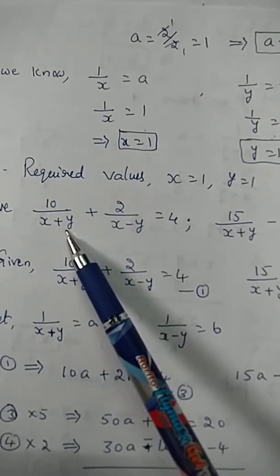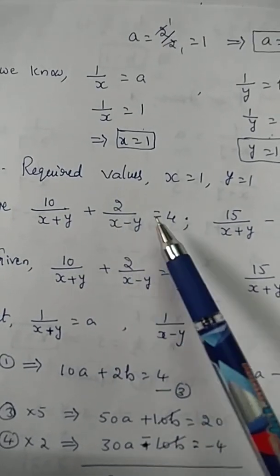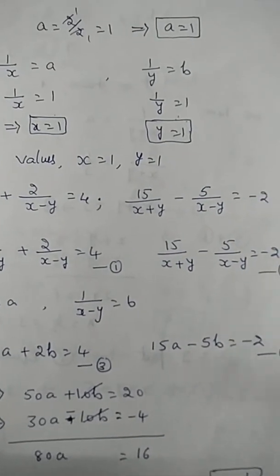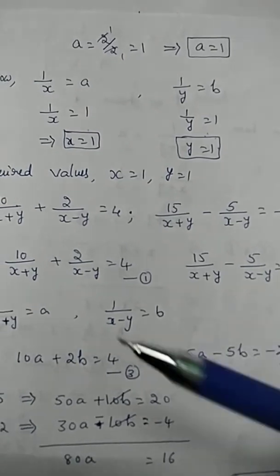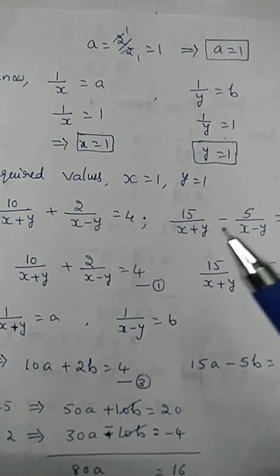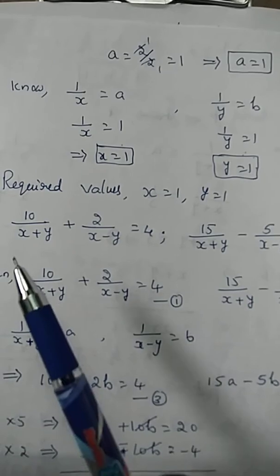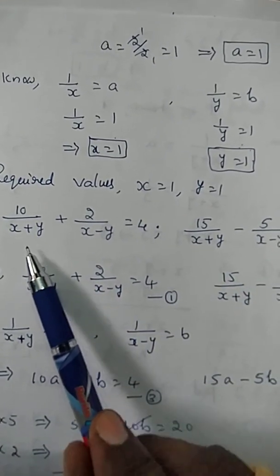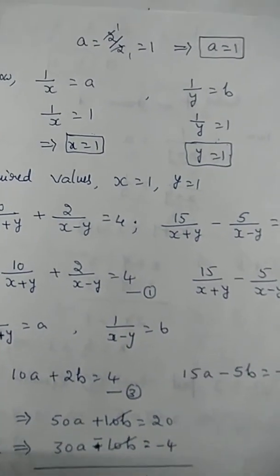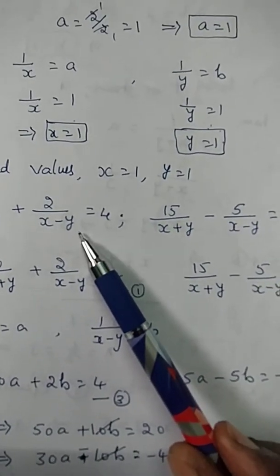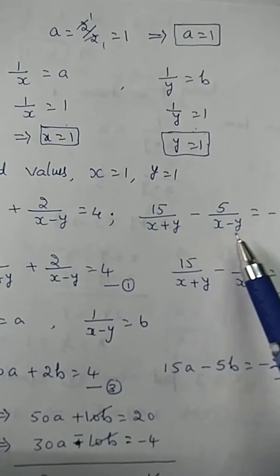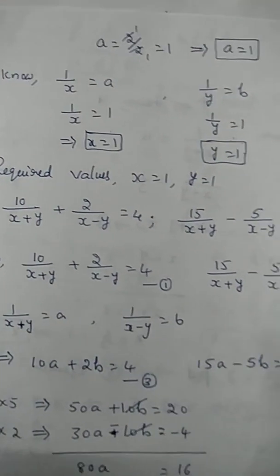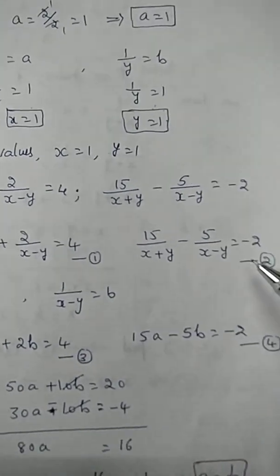Here, x plus y is the first term denominator and x minus y is the second term denominator. Here also, x plus y is the first term denominator and x minus y is the second term denominator. In both equations the denominators are the same in each of the corresponding terms. The first term denominators here are x plus y, x plus y. Both are same, no problem. Here x minus y is the second term denominator, and here the second term denominator is also x minus y. Both are the same. Okay, so write the given equations as they are, the first and second equations.